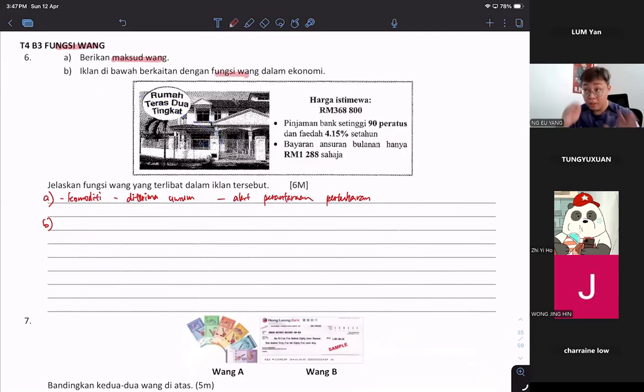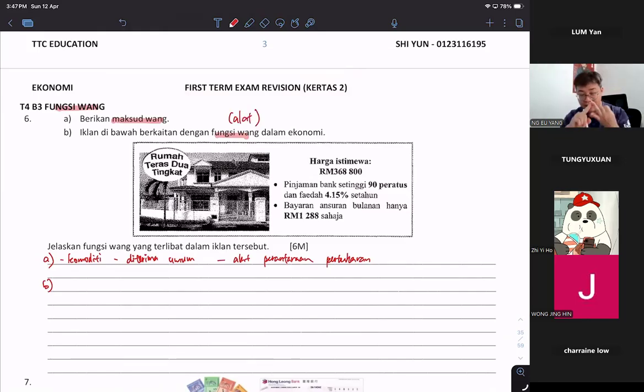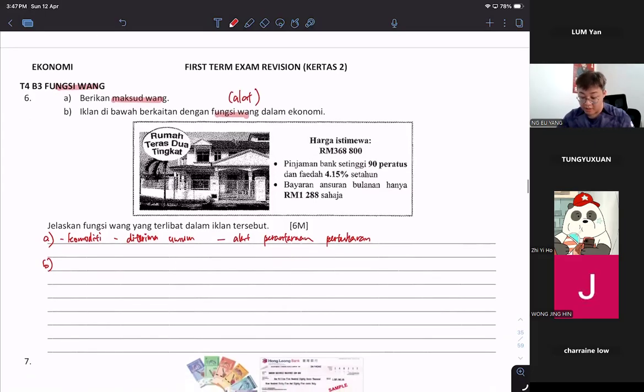So guys, for this iklan, what's the fungsi one? No matter what, you look at the question first. If this is the fungsi one, then all the answers are going to be your alat. So guys, we have 4 alat: alat perantaraan pertukaran, alat ukuran nilai, alat simpanan nilai, alat bayaran tertunda. So these are the 4 fungsi. Okay, so guys, tell me what are the fungsi here for 6 mark B. Which means, guys, how many fungsi do we have to elaborate? Always try to understand in your mind that in order to score for this 6 mark, fungsi 1, 6 mark, how many fungsi do we have to elaborate?